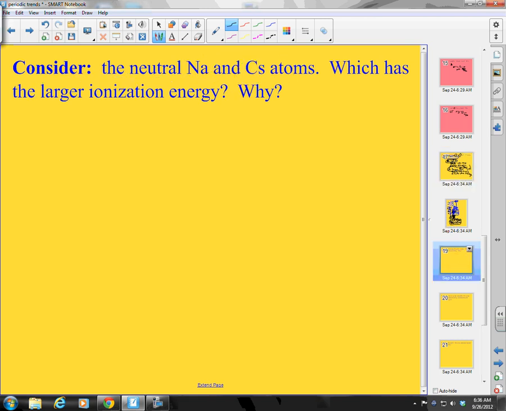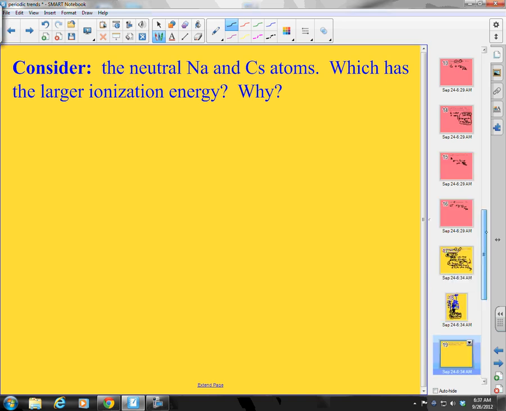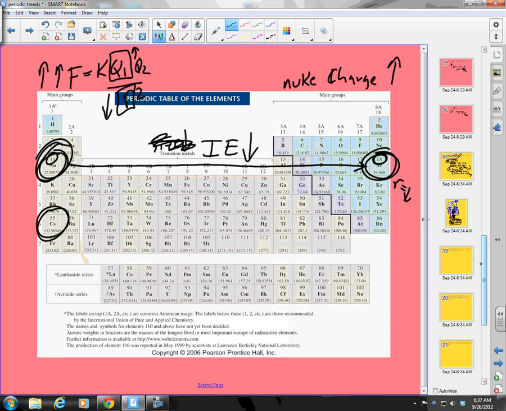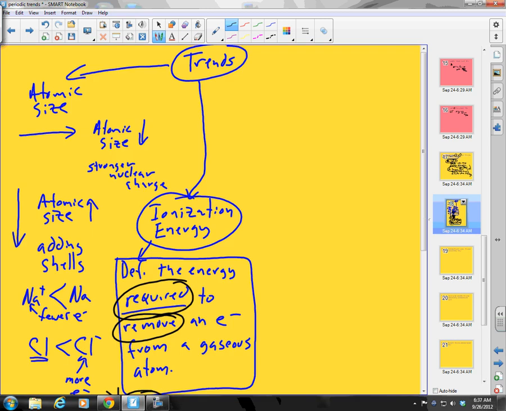Moving on. Consider the neutral sodium and cesium atoms. Which has the larger ionization energy? Okay, so where are sodium and cesium? Well, here's sodium. Where's cesium? Now, we're not in the same period. We're in the same group, so that means we need to add another trend here.